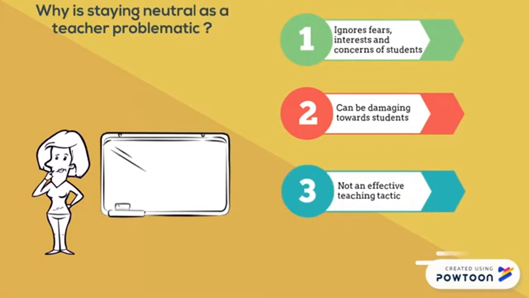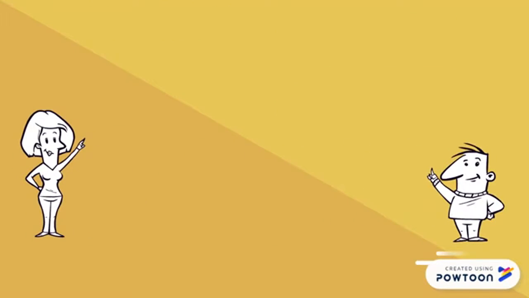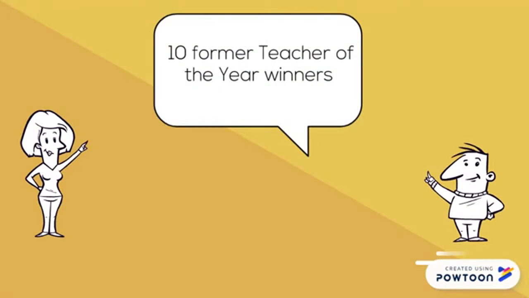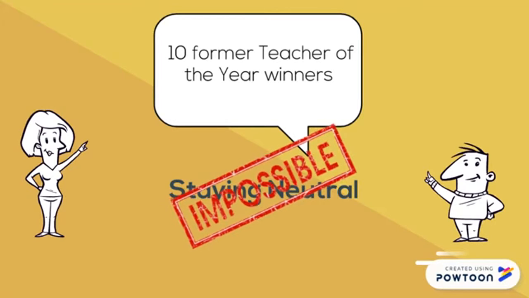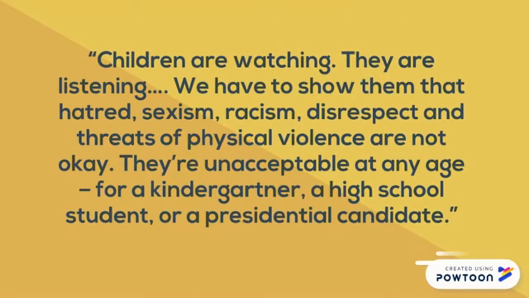Especially since the 2016 US election, the status quo is exactly the opposite type of thing that we want to endorse in schools. Near the tail end of 2016, shortly before the US election, a group of 10 former state and national teachers of the year wrote an open letter on why they believe that staying politically neutral in schools is not effective and why it is in fact impossible to do so. They state, "Children are watching. They are listening. We have to show them that hatred, sexism, racism, disrespect, and threats of physical violence are not okay. They're unacceptable at any age, for a kindergartner, a high school student, or a presidential candidate."